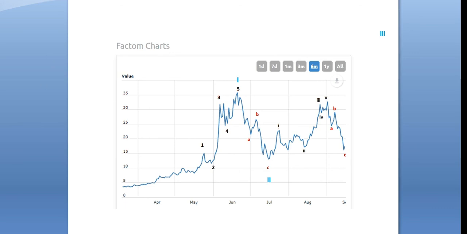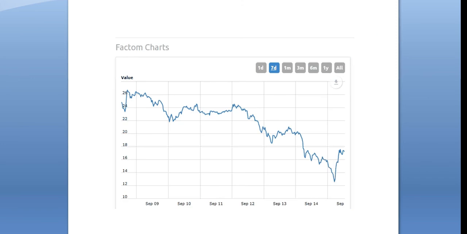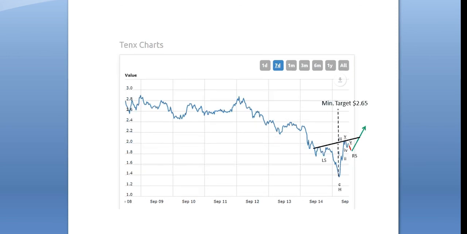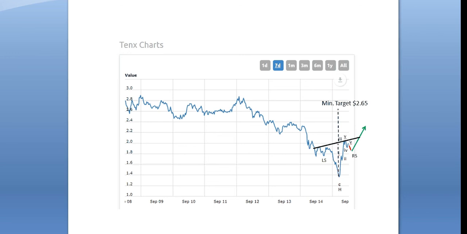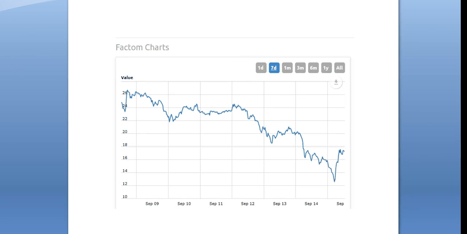Now let's look at a short-term 7-day sub-daily chart. This is very interesting. This looks extremely similar to what we saw here for 10x pay. Very similar. In fact, the analysis will be the same.